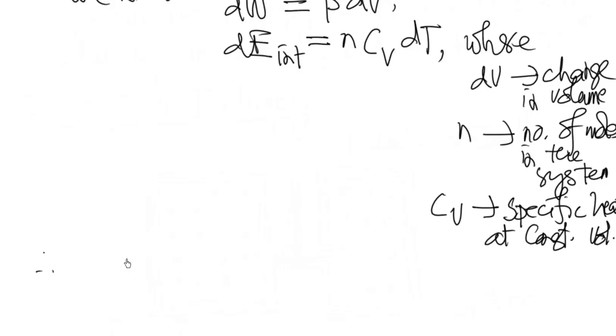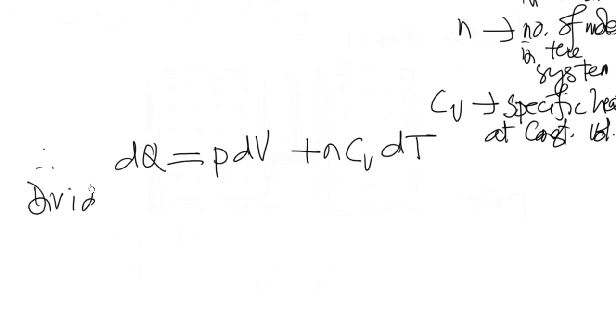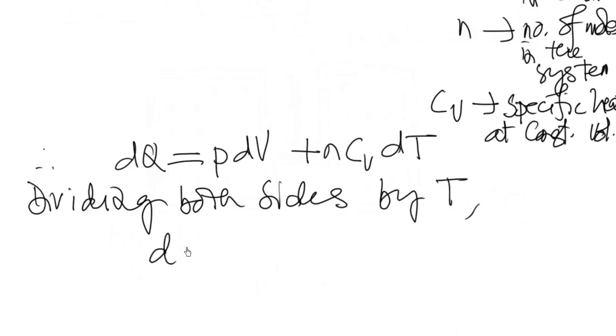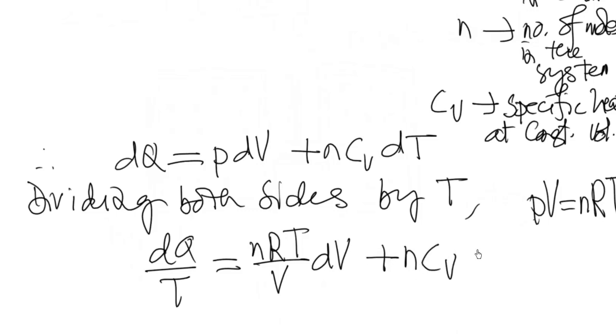Therefore, we can rewrite that equation into this. We divide both sides by T. This will be dQ by T, and this is... Also, we know that PV equals nRT. This is the ideal gas equation. So instead of P, we have nRT divided by V, and here dV, and this is nCV dT by T.